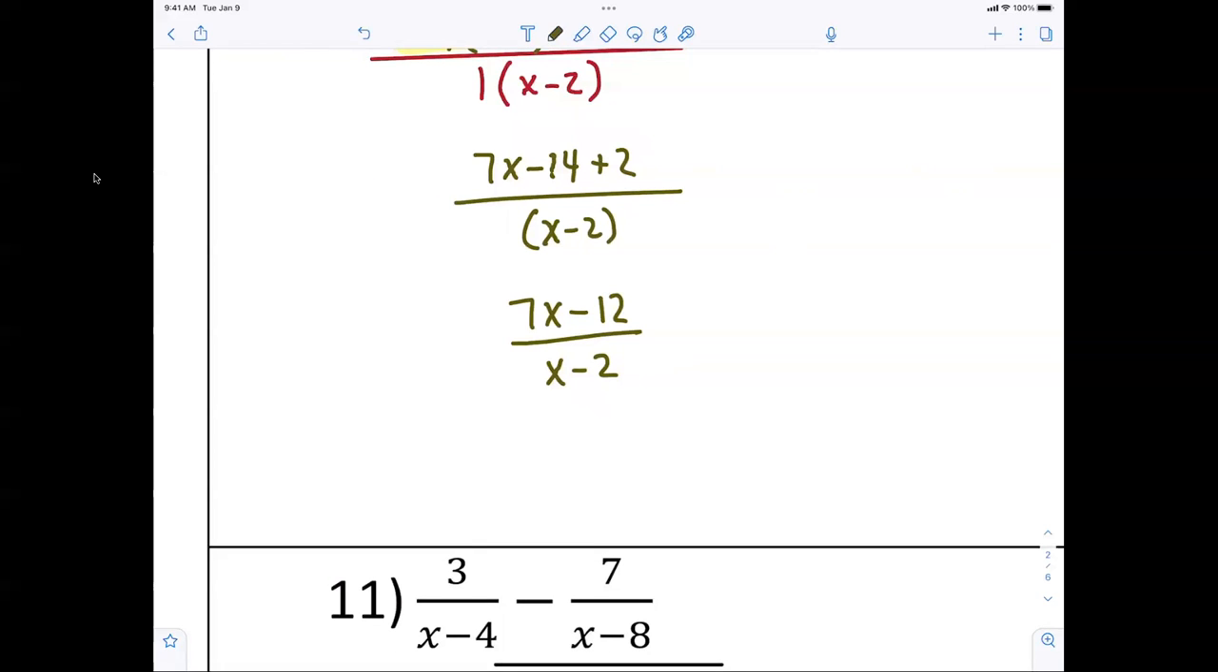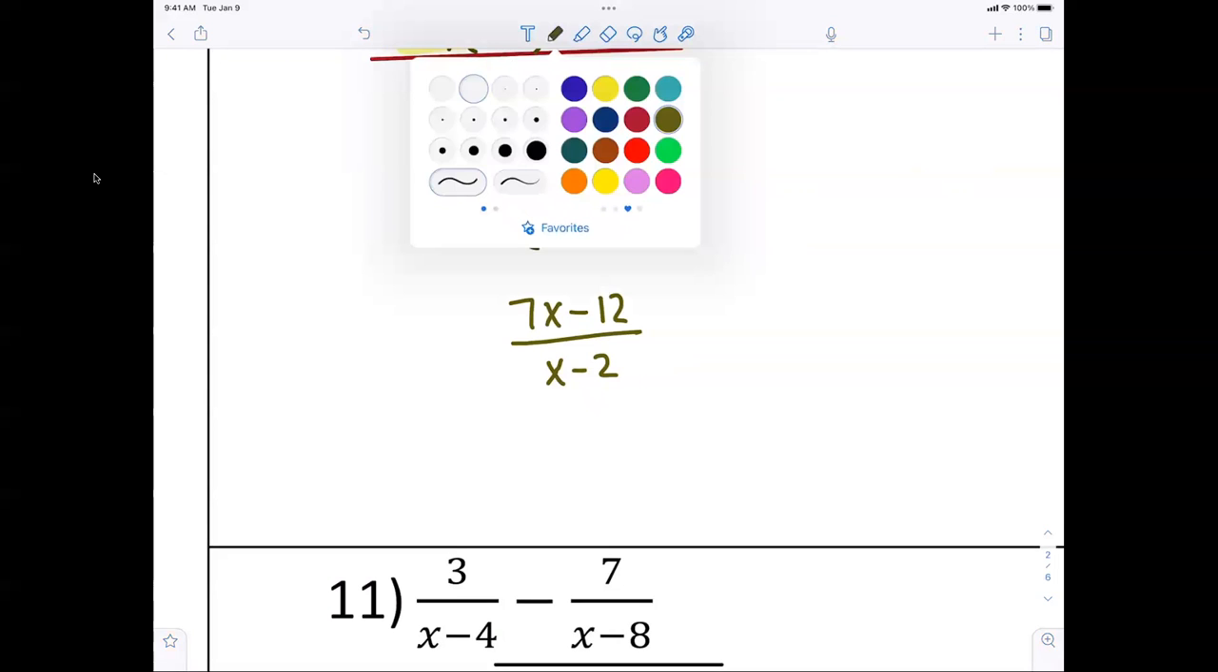Now, can I reduce the 12 and the 2? Definitely not. Can I reduce the x's? No. Definitely not.